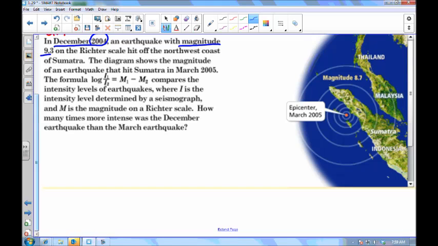What else was important, Haley? We have to know what these variables mean. I is the intensity level determined by the seismograph. Oh, guess what? There was information on the picture. Right here, 8.7 in March. So we can gain information from the picture sometimes. Yes, we definitely need the formula. Anything else?